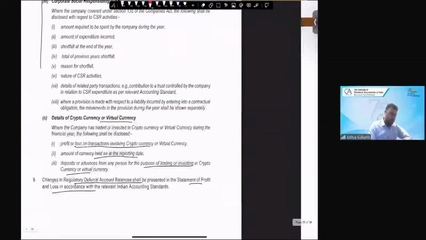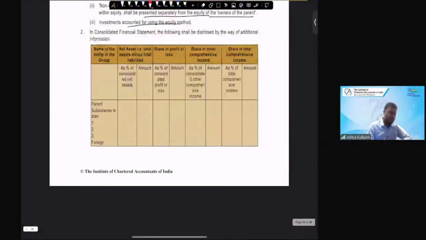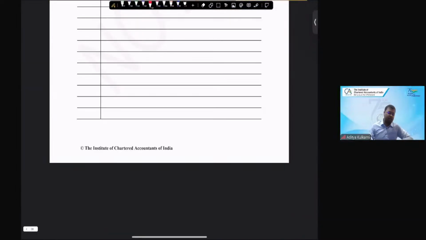Okay. And then you can go through these disclosure requirements. For consolidation, they have certain additional disclosures. Just do those disclosures. So that's just for your understanding. Okay. So with that, that closes the schedule 3.